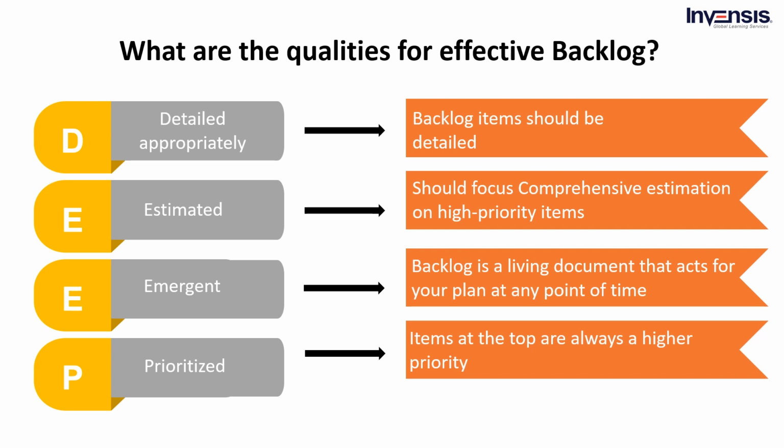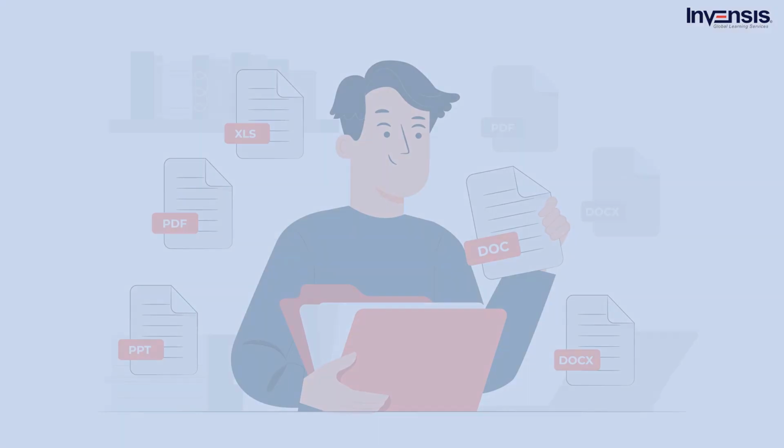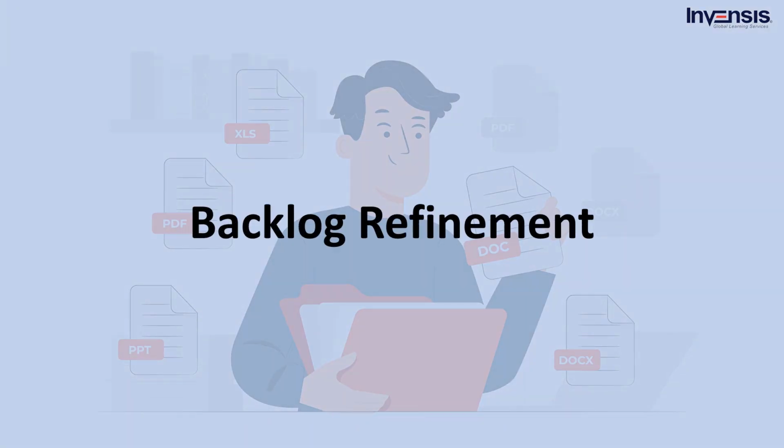Prioritized. A product backlog needs full prioritization. Items at the top are always a higher priority, and items toward the bottom are lower. When deciding which items should be prioritized first, consider the value each item will provide. Your team can maximize its efforts by prioritizing the backlog items that will provide the most value to customers at any given time. Since this will change depending on your customer's current needs, you must continually adjust and refine your priority order.